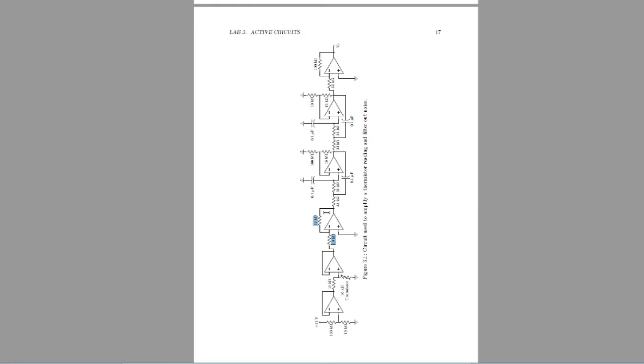We then boost our output to make it easier to measure. We have a filter to get rid of any 60 hertz noise from the AC lines that we're using to power this whole thing. And then we have a final inverting op amp to again boost it and bring us back to a positive voltage.